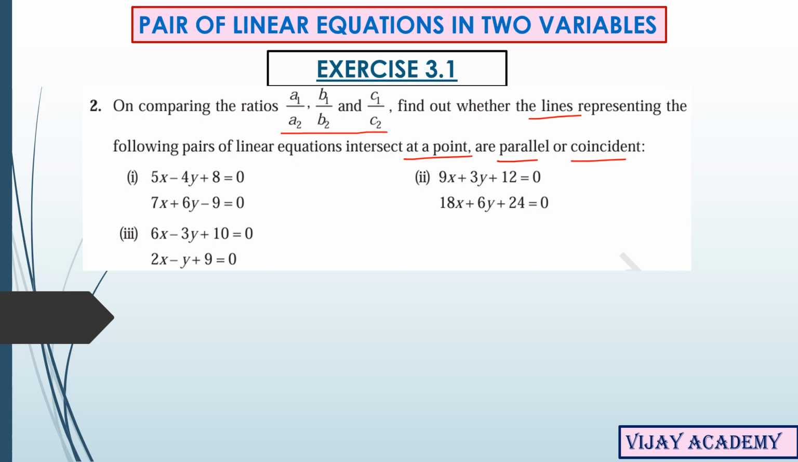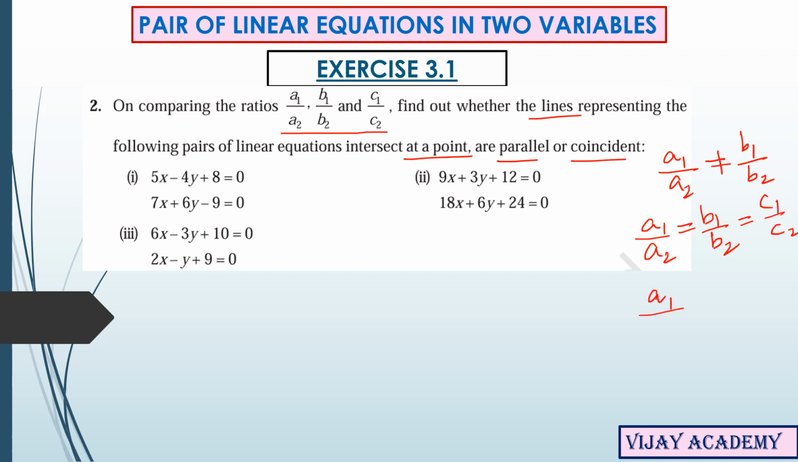So now, to check whether they intersect at a point or parallel or coincident, we need to use the conditions. The conditions are a1 by a2 is not equal to b1 by b2. So if the pair of equations satisfy this condition, then they will intersect at a point. And if they satisfy the condition that a1 by a2 is equal to b1 by b2, that is equal to c1 by c2, then they are coincident lines.